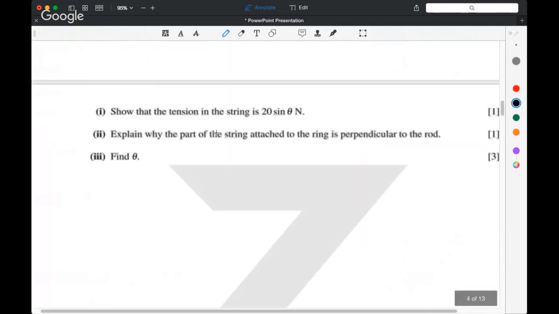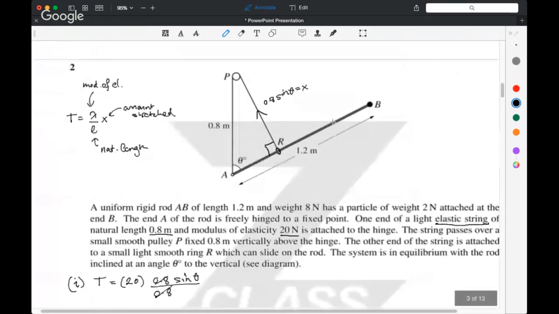Okay, so the next one is more like a little mini written question. It's only worth 1 mark, so you don't have to say too much. And you say, explain why the part of the string attached to the ring is perpendicular to the rod. So that was something we used here, right? Now, the reason we could use that fact, that it's a right angle, was what we needed to get the previous answer.